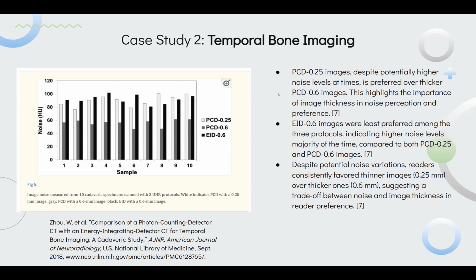And then going back to the readers, there's always a consistent preference. So despite potential variations in the noise levels, readers consistently favored the thinner images, as mentioned before, and this indicates a discernible trade-off between noise and image thickness.